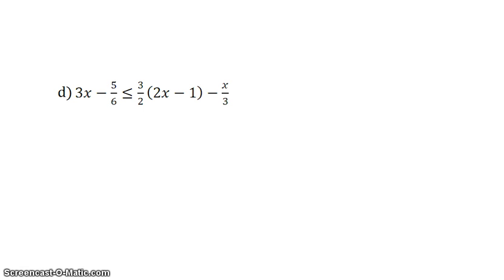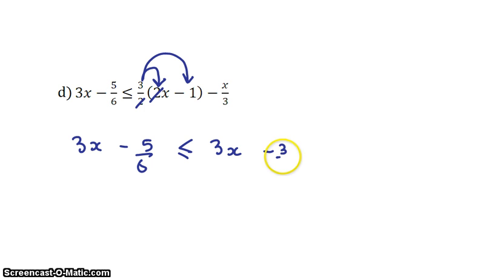And the last one is a bit more complicated because clearly I need to multiply out before I can go anywhere. So I get 3x minus 5 sixths is less than or equal to, multiply in. Use your calculator if you don't like it, but 2 goes into 2 once, so I'm left with 3x, and then I multiply, and I get minus 3 over 2 minus x over 3. Now, I don't particularly like fractions, and I see all of those. I see a 6, a 2, and a 3. So my immediate assumption is, can't I multiply everything by a number to get rid of those? And the lowest common denominator would be 6. So I could multiply everything by 6 and therefore cancel out all of those fractions.